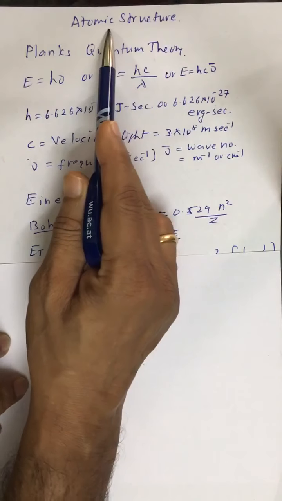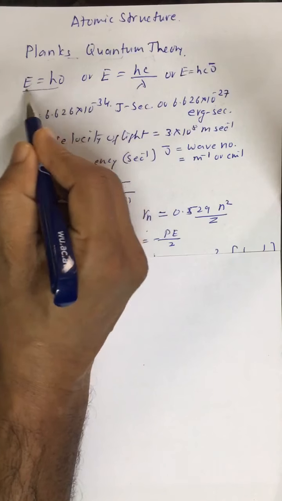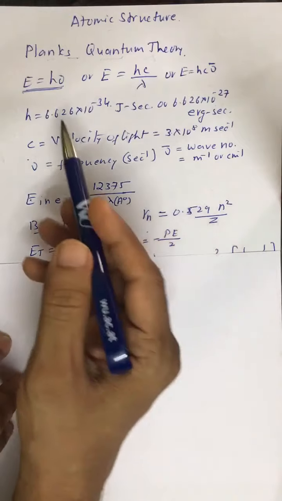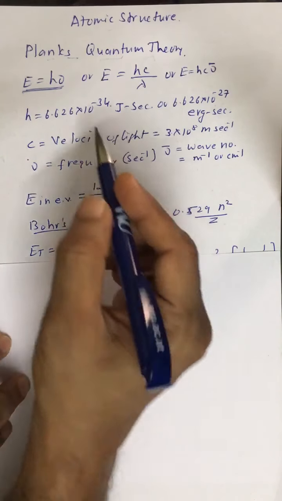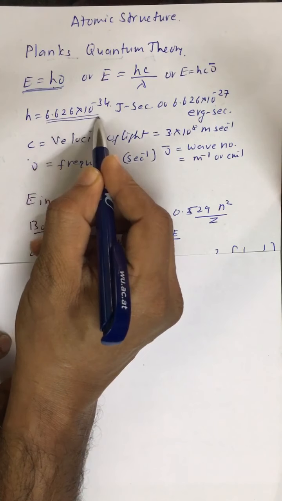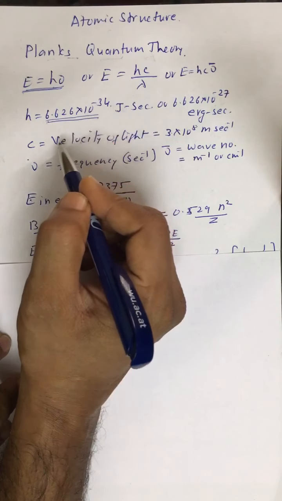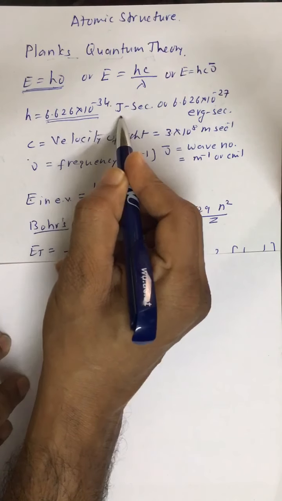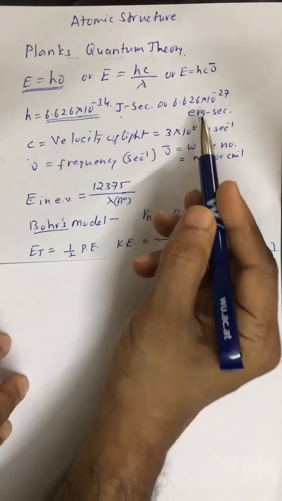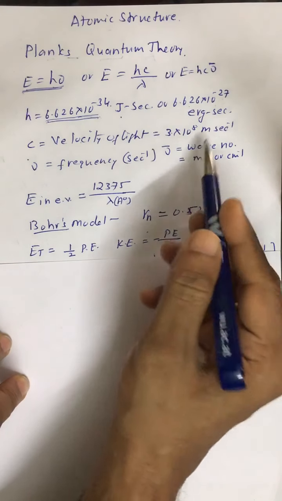In atomic structure, we have Planck's quantum theory. The formulas you must remember, that is E equal to h nu. E is energy of photon. H is Planck's constant. Here you must remember this value, Planck's constant. It is 6.626 into 10 raised to power minus 34 joule second. So mainly this is used, or 6.626 into 10 raised to power minus 27 erg second.